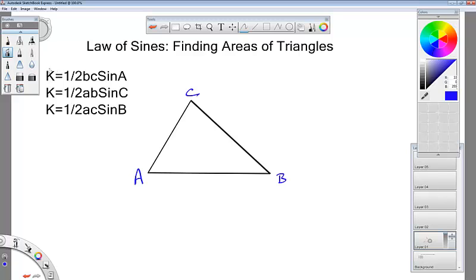Instead of writing A here, they'd use the letter K, because the capital A, which we usually use to mean area, is already here for this degree measurement for this angle here. So that's where this K comes from.